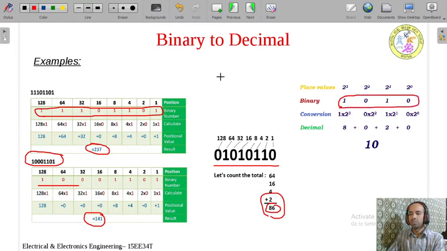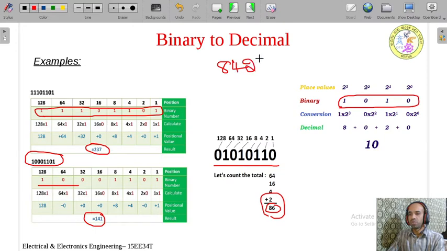Similarly for 1010, we already know you can do this operation like adding the weights 2 power 0, 2 power 1, 2 power 2, 2 power 3. Multiply these numbers. You will be getting this answer. So the answer is 10 here. Otherwise, since it is a simple, smaller number, you can use the 8421 code also.